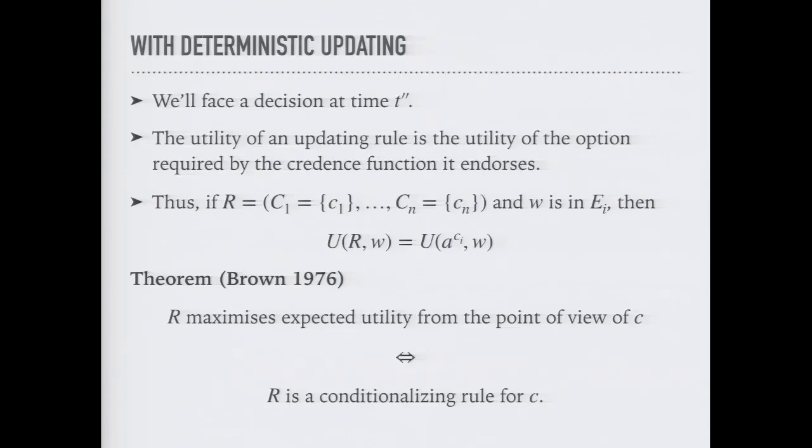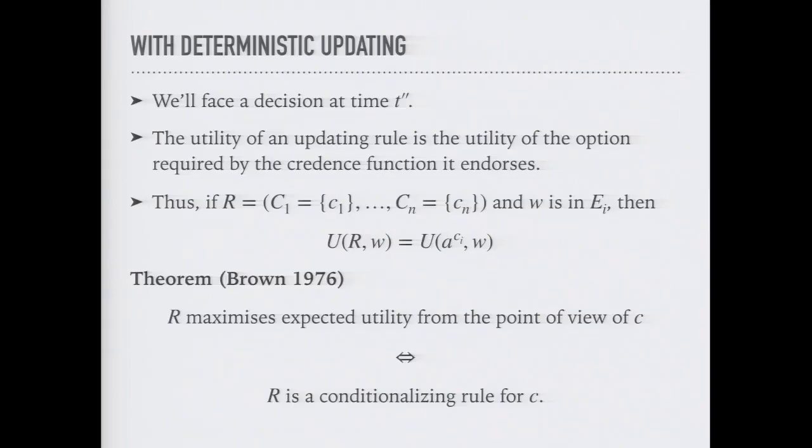The thought is that I'm going to value an updating rule at a particular world by the value of the action that it will lead me to choose were I to follow it at that world. Because at that world, if that world is within this cell of the partition, I'll receive this piece of evidence, I'll update to this credence function, and then A superscript Ci is just going to be the act that Ci would lead me to choose when I'm faced with the decision problem at a later time.